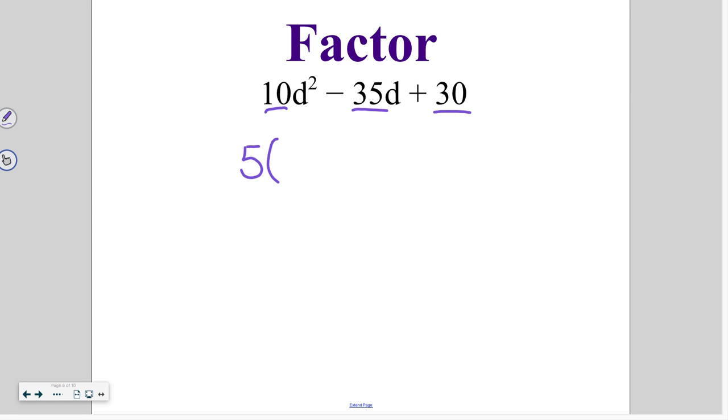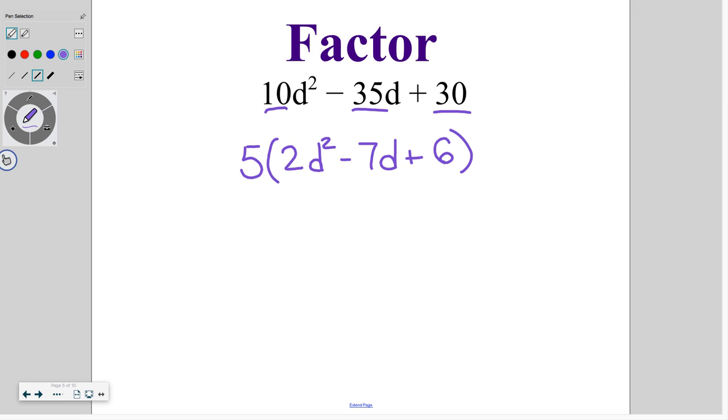So I'm going to pull out that greatest common factor, just like we did in section 1 of this chapter, and write the remainders on the inside. So I pulled out the 5. 10 divided by 5 is 2. Negative 35 divided by 5 is negative 7. 30 divided by 5 gives us the 6. Now we're using the values inside the parentheses to complete our square.